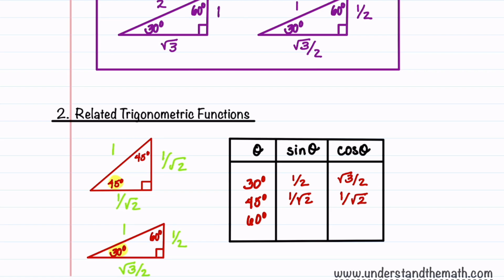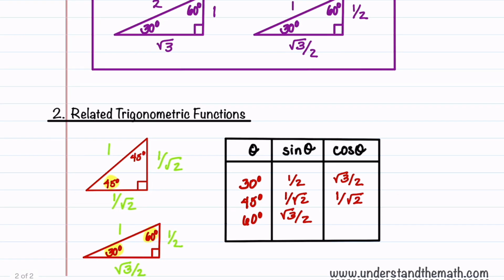And then the last angle we'll look at is our 60 degrees. The sine is opposite over hypotenuse, so that's root 3 over 2. And the cosine is the adjacent over the hypotenuse, so that's equal to 1/2.